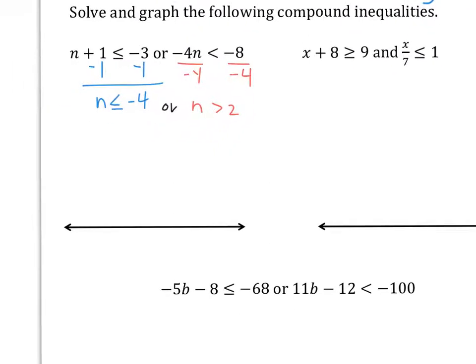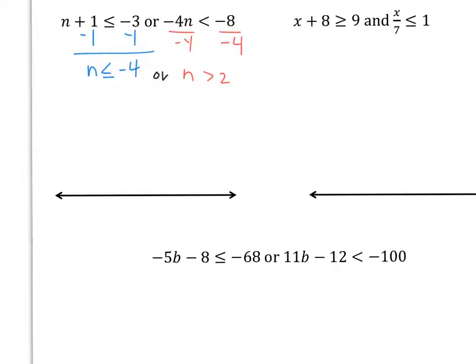So as we graph this here, I'm going to go ahead and write down, let's put 0, 2, 4, -2, -4, -6. And now I'm going to graph n is less than or equal to -4, closed circle going to the left, and then n is greater than 2, open circle at 2, shading to the right. So as you can see, there is a gap here in this graph.